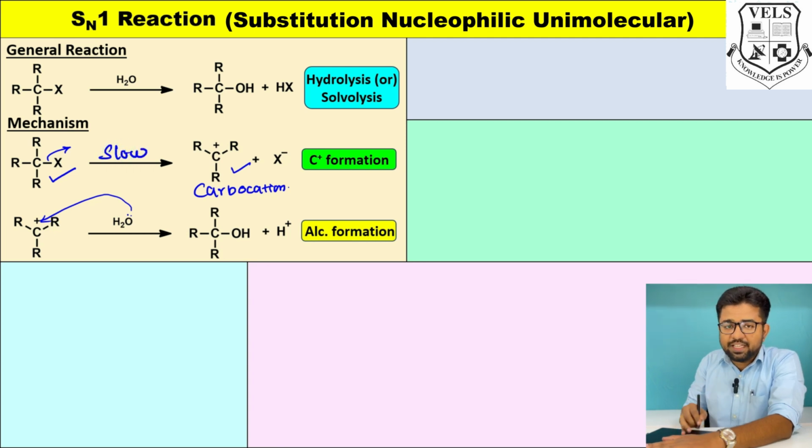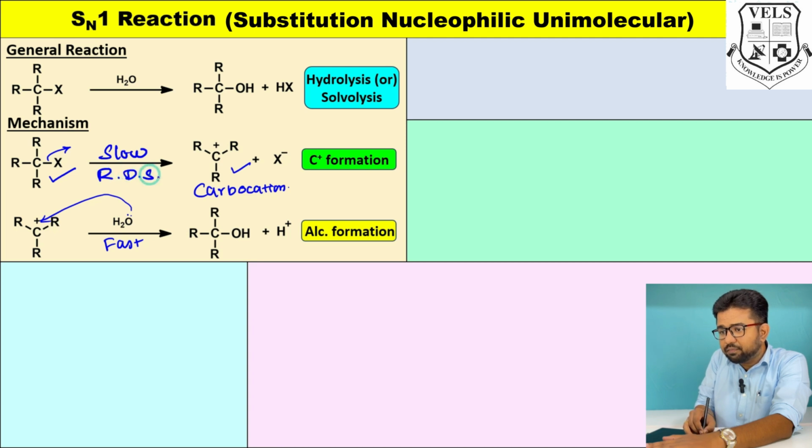Okay, in the second step, this ionic species becomes a neutral species, that is, a carbocation becomes an alcohol. So this step is the fast step. In kinetics you might have studied that the slow step is always the rate determining step, and in this case the first step, that is the formation of carbocation, is the rate determining step.